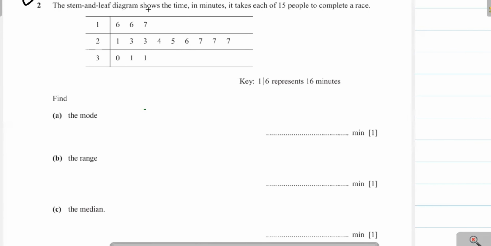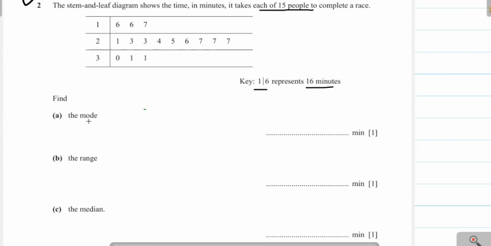Question 2. The stem and leaf diagram shows the time it takes each of 15 people to complete a race. Find the mode. You see here, this is the stem and leaf diagram. In the stem and leaf diagram, the data is split into two parts. The first digit shows the stem and the second digit shows the leaf. You see here 1|6 represents 16 minutes. Therefore, these values are 16, 17, 21, 23.